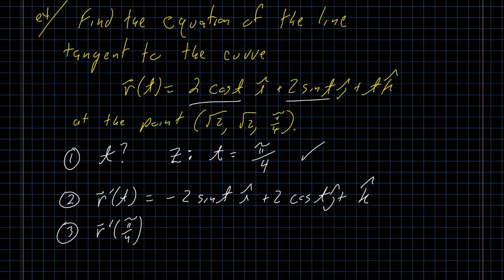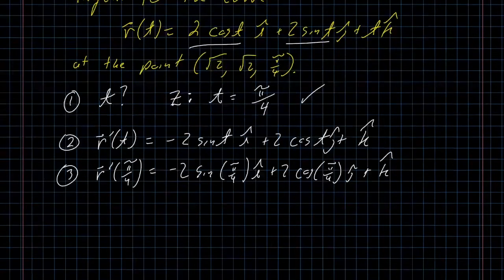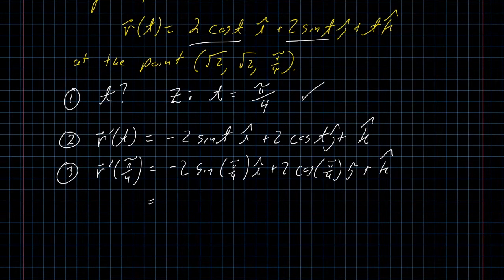Once we have r prime, we need to look at that function at a particular value, the value we've already selected, t equals pi over 4. So we get negative 2 times the sine of pi over 4 i hat plus 2 times the cosine of pi over 4 j hat plus k hat, which is going to be negative root 2 i hat plus root 2 j hat plus k hat.